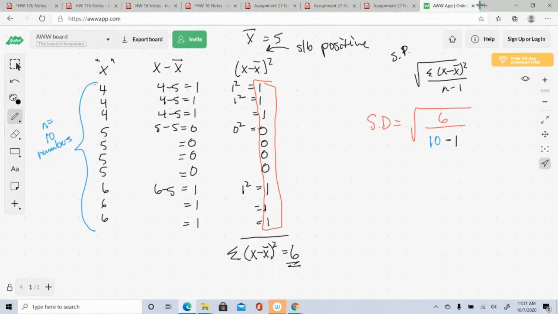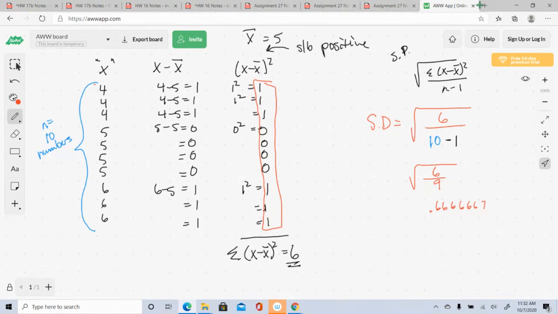So then you're going to just keep going with this. That's the square root of 6 over 10 minus 1, which is 9. So you can put that in your calculator, 6 divided by 9, and get that number, and then take the square root of that. Let me just try it real quick. 6 divided by 9, I'm getting a repeating decimal, or 0.67 if we round that somewhere.